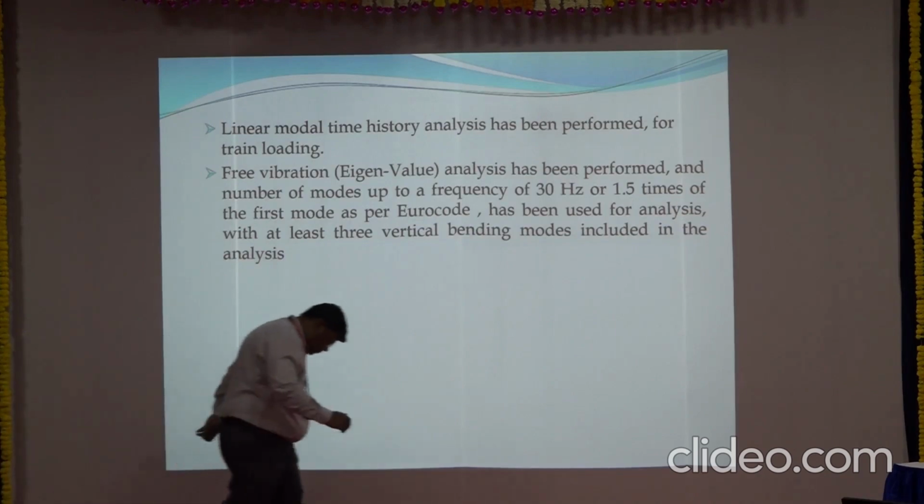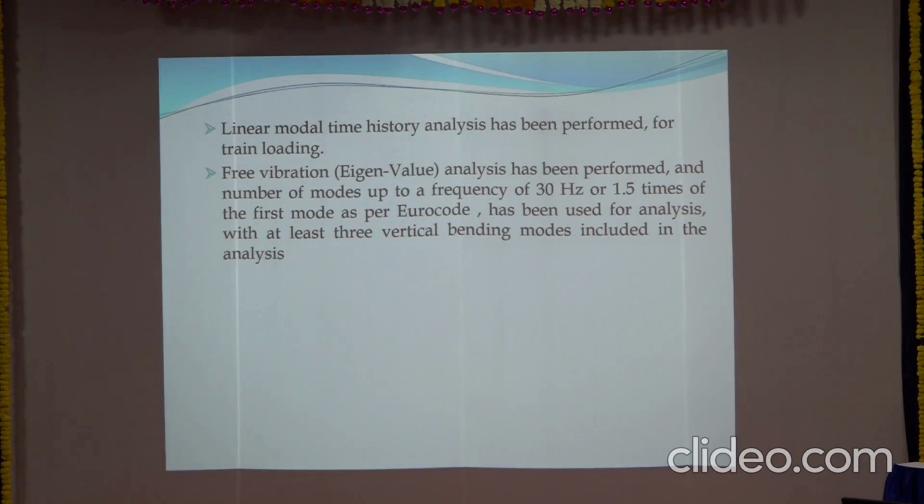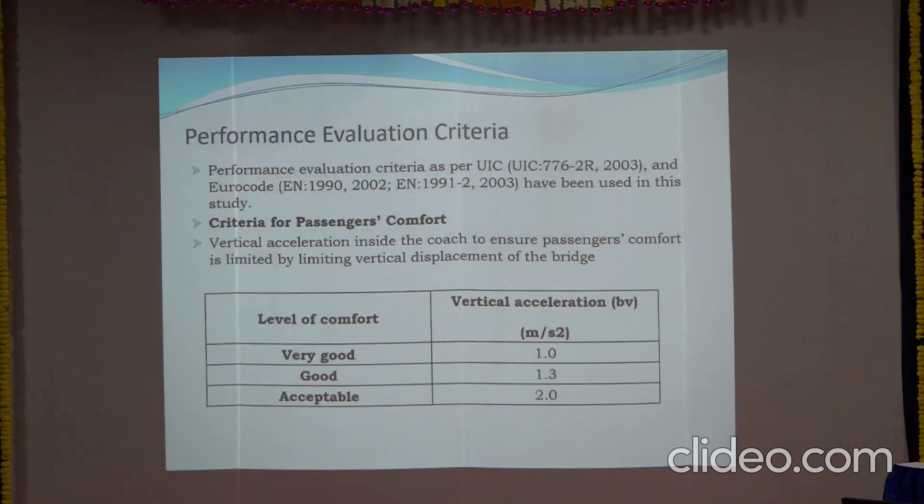Linear modal time history analysis has been performed for train loading. Free vibration eigenvalue analysis has been performed, and the number of modes up to a frequency of 30 Hz or 1.5 times the first mode, as per Eurocode, has been used for analysis, with at least 3 vertical bending modes included in the analysis. In the coming slides I will take up what a mode is. Next. This is the performance evaluation criteria. On what criteria have we checked this dynamic analysis?